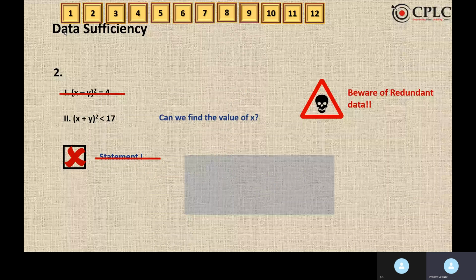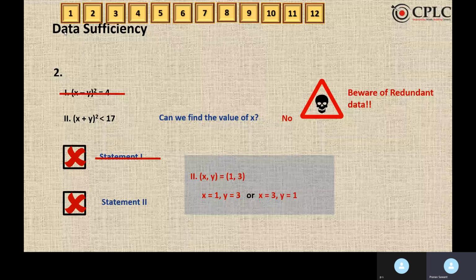Secondly, let's check out the second statement. By using the second statement, can we find the value of x, y? Let's try substituting the values. Let's say x is equal to 1 and y is equal to 3. 1 plus 3 the whole square, that's 4 square. 4 square is 16 and it is less than 17. That means it would satisfy. But the value of x can be 1 or 3. Value of y can be 3 or 1. That means there are two possibilities given to us over here. If we are getting two possibilities, we cannot find out the answer.